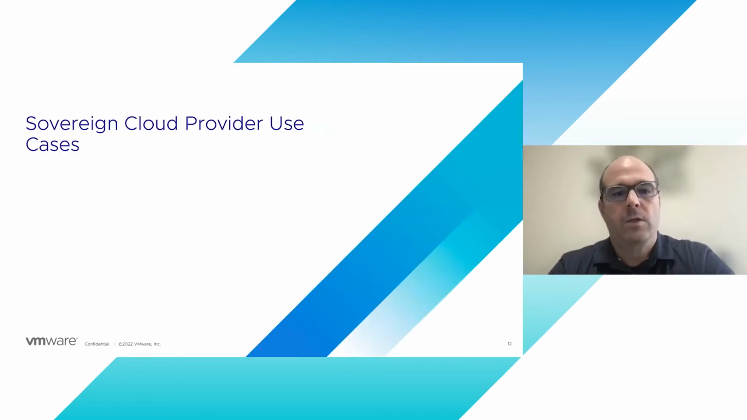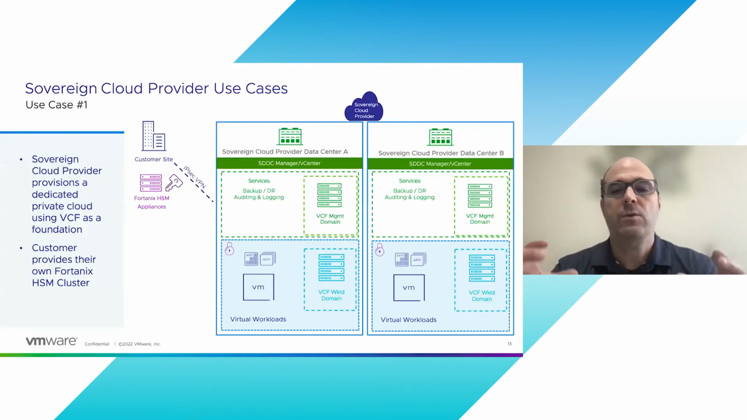Okay. So let's now take a look at our sovereign cloud provider use cases. We're going to go through 3 use cases that help us to understand where you might deploy the Fortanix HSM appliances and how they might be used in your environments. But remember, the context of our use cases here are specific to a private, dedicated cloud offering to your customers. So the base workload, the base infrastructure would be the VCF or VMware Cloud Foundation platform. And then on top of that, you would have isolated customer instances for their sovereign cloud entities.